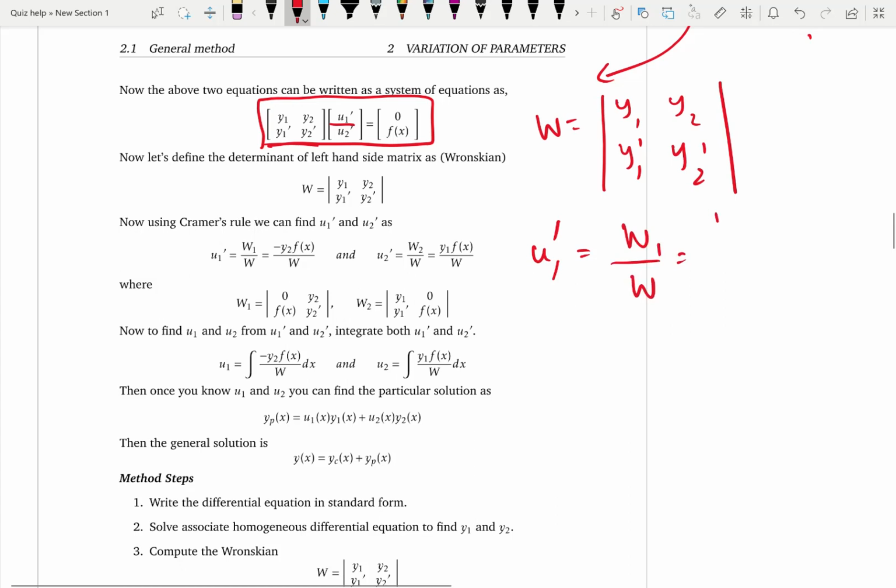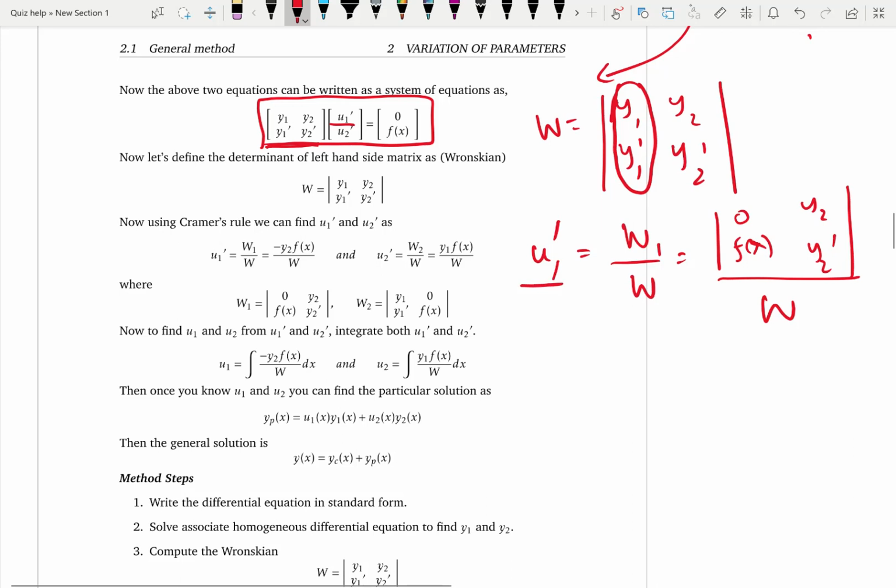Now w1 is actually, by Cramer's rule, if you want to find the first variable, you replace the first column by 0 and f(x), the right-hand side vector, and you keep the second column unchanged, y2 prime. Divide by the determinant of the original coefficient matrix, which is the Wronskian, right? The Wronskian is the determinant. So you get u1 prime.